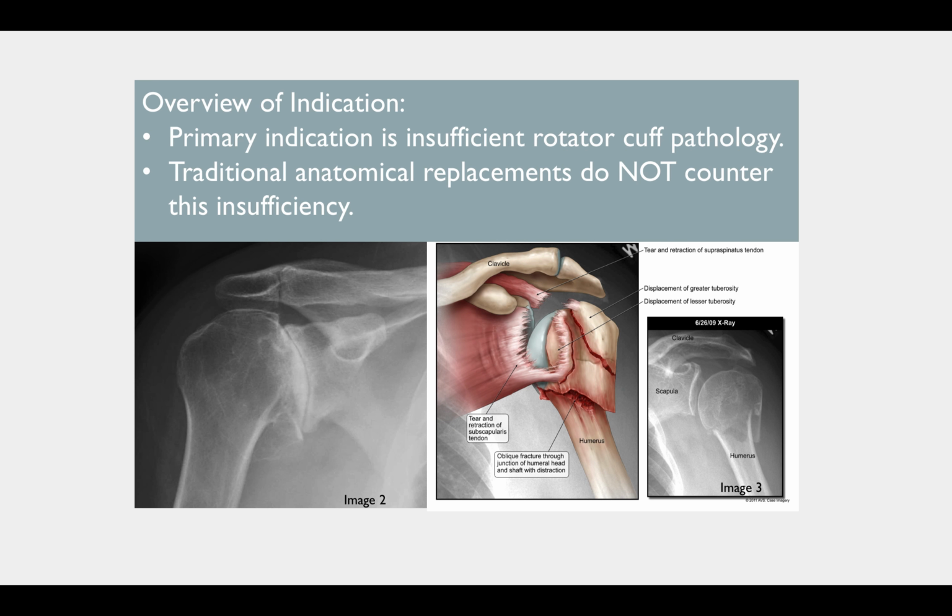Another indication is a humeral fracture, as this implant can provide a stable surface for the fracture to adhere and heal. And thirdly, if a patient has poor glenoid fossa bone stock, then the traditional implant would be too heavy and the reverse implant becomes a better option.